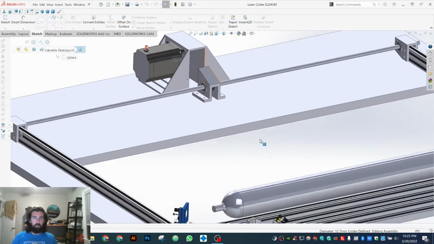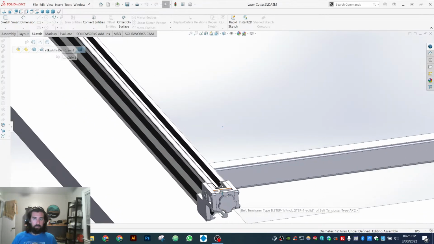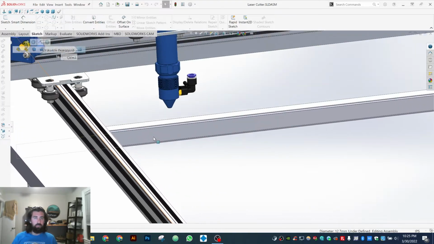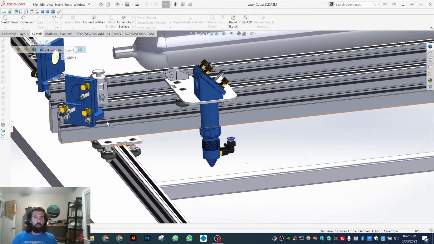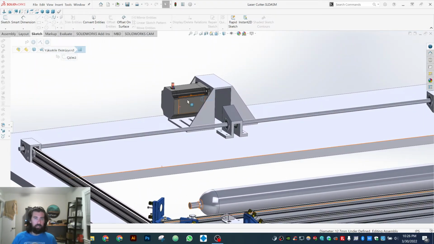So the way it would work is there's a pulley down here. The belt will run in the slot of the V-track attaching to the gantry here. So one question obviously I'm curious about is has anybody had any issues doing two versus one?